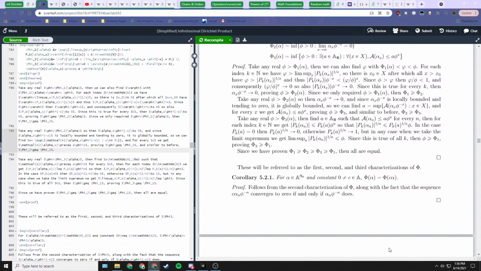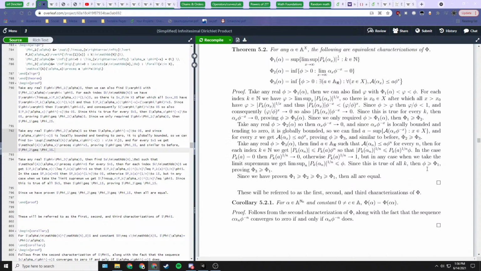That's nice, okay. Taking this, find this, such that this, and then for every n, you get this less than that, so that this power 1 over n bounded by, in the case, okay, so hold on. Each index this, so that, and then we do the answer to get this. In the case pKa equals 0, this goes to 0, otherwise this goes to 1, but in any case when you take the limit supremum, this is less than or equal to phi.